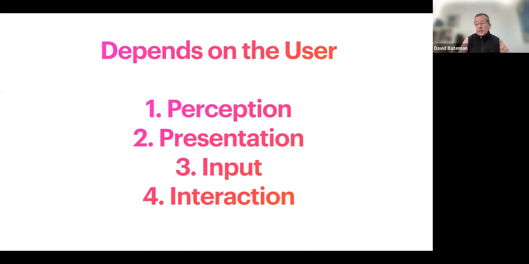The last part is interaction. And you think this is the big thing, but look at the other three. They're all part of the process. And that's what we have to think about as well.